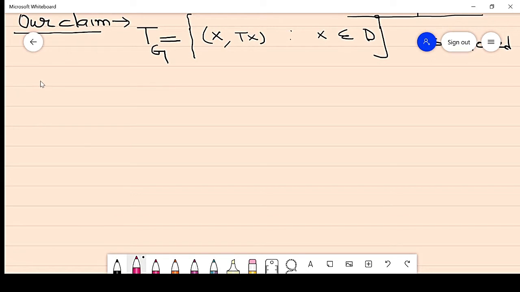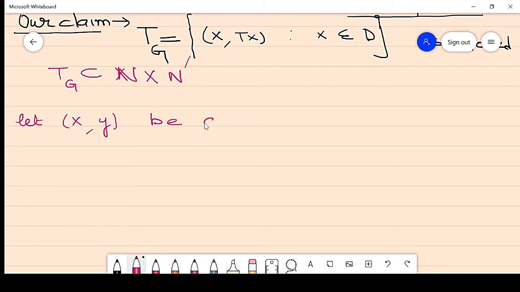So in that case, what is Tg? Tg is basically a subset of N cross N dash. So I take (x, y) to be a limit point of Tg. So this is a limit point of Tg, right?